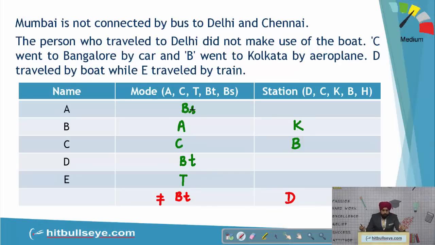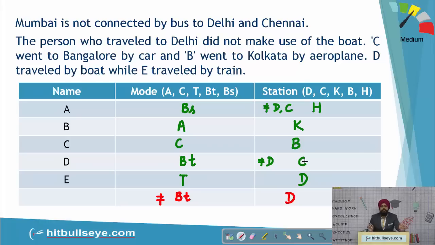Now Mumbai is not connected by bus to Delhi and Chennai. So if it does not have Delhi and Chennai over here, and Kolkata and Bangalore has already gone, the only city left over is Hyderabad, and the person going to Delhi is not by boat. So person who is traveling by boat is not going to Delhi. So needless to say, Delhi will come over here and Chennai will come over here.